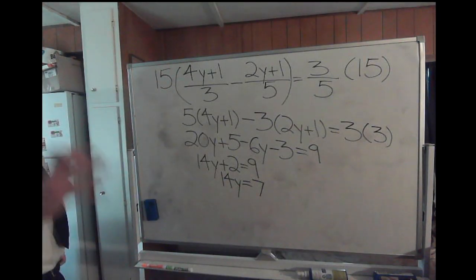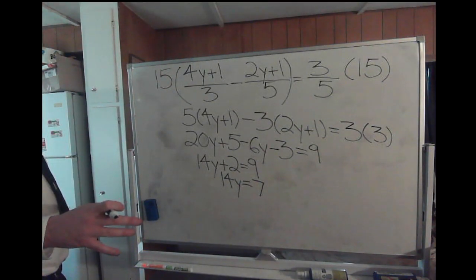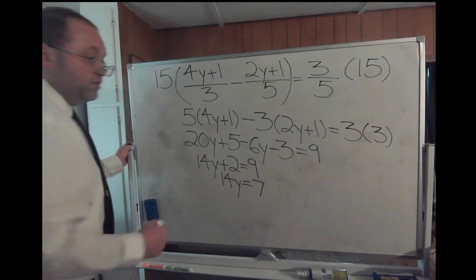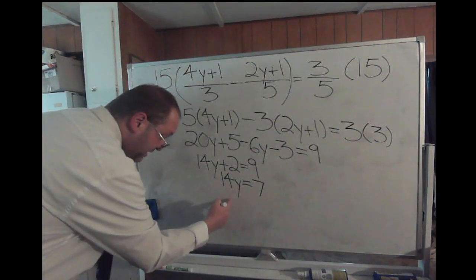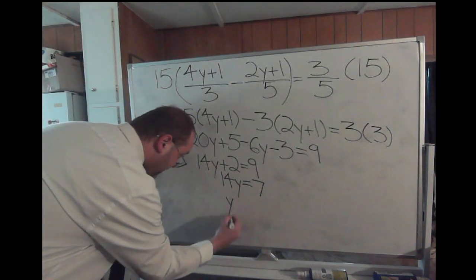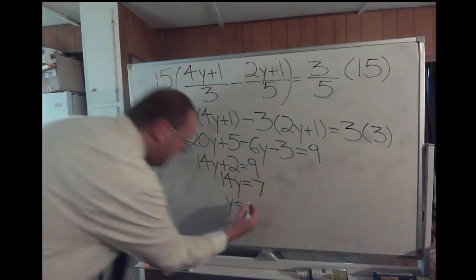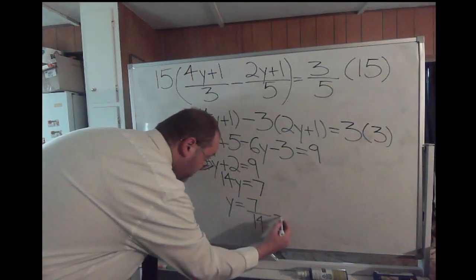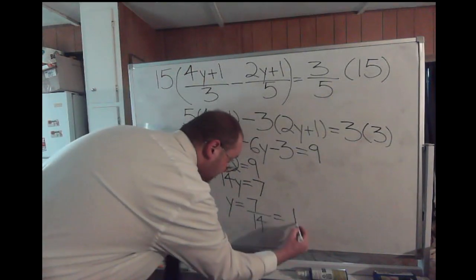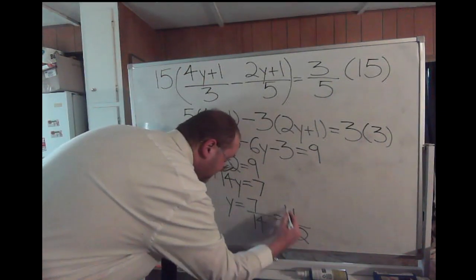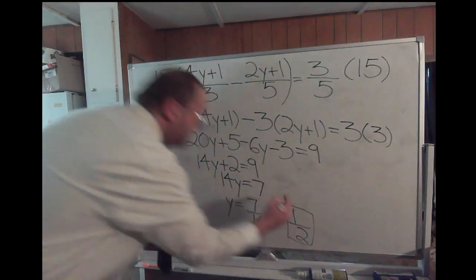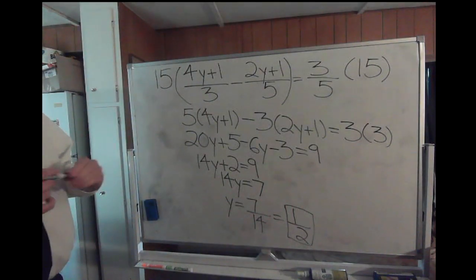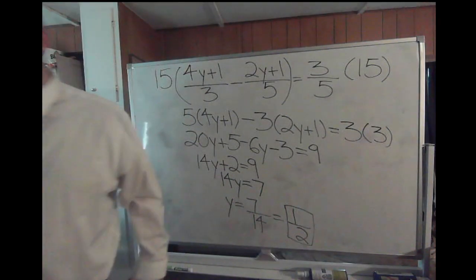We want to just solve for y. Well, we got to divide both sides by 14. You divide the left side by 14, you get y. Divide the right side by 14, you get 7/14, which we know 7/14 is the same as 1/2. So the answer you should get for this would in fact be 1/2.